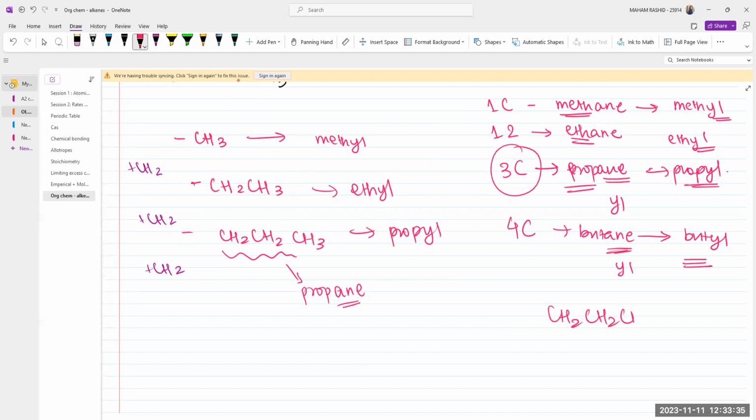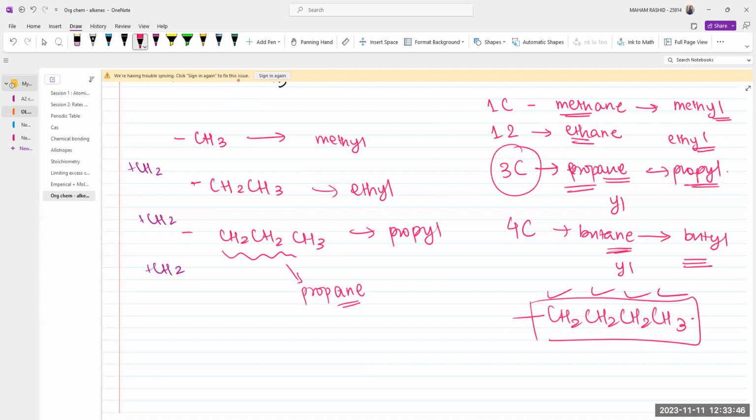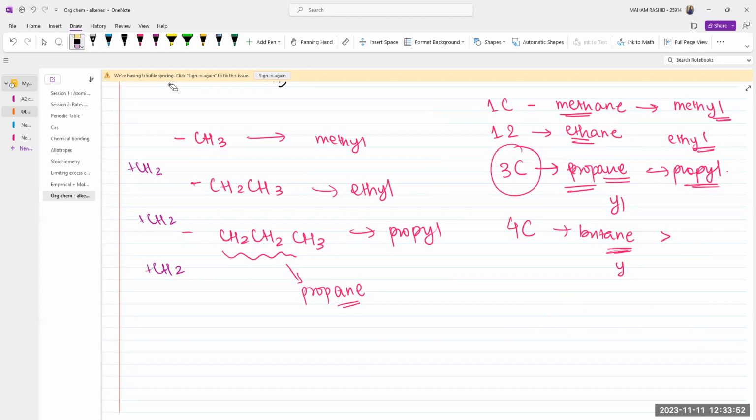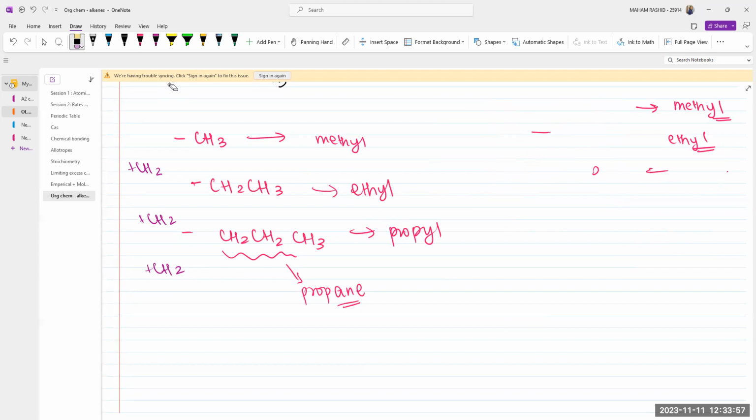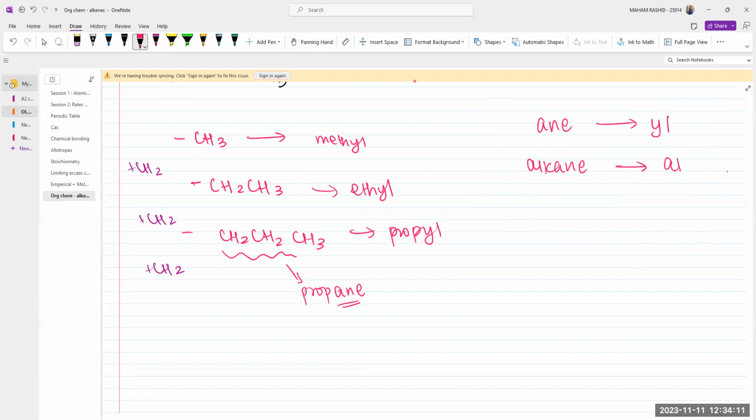Butyl group, for butane, CH3 is your butyl group with 4 carbons, right? So basically, you don't need to memorize it. Just change the name whenever you get a certain free radical. Okay? But I'll still write this here. Just change your -ane to -yl, which means turning your alkane to an alkyl.